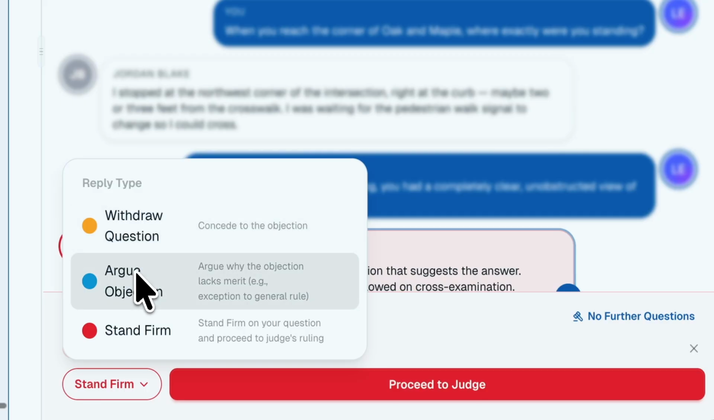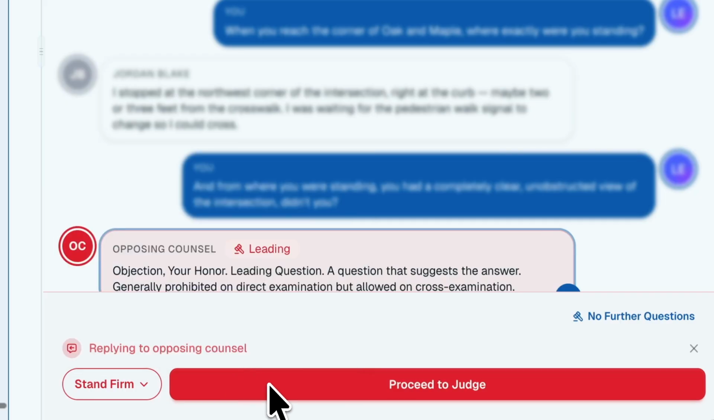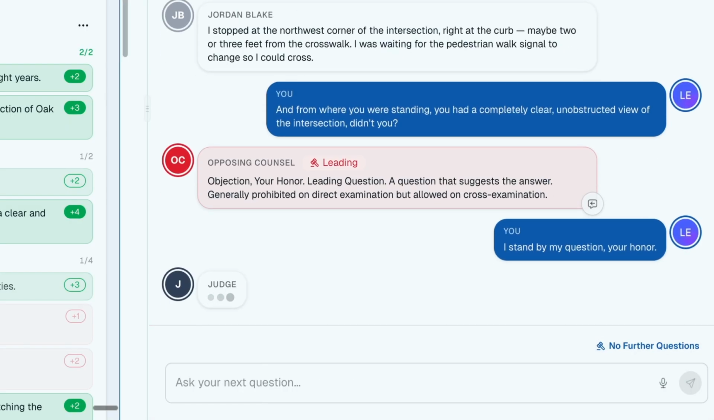For each objection raised by opposing counsel, users have 3 choices. They can withdraw their question, argue the objection lacks merit, for instance because an exception applies, or stand firm and proceed to a ruling.